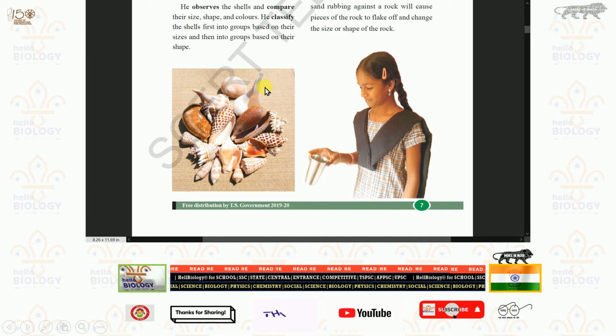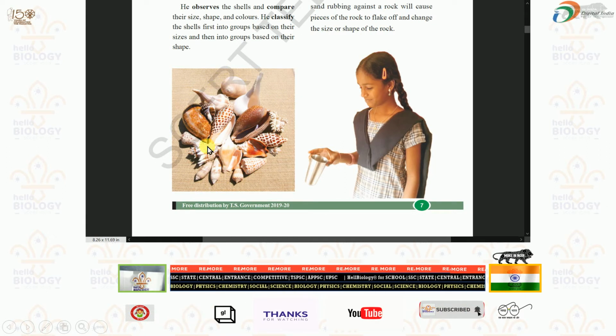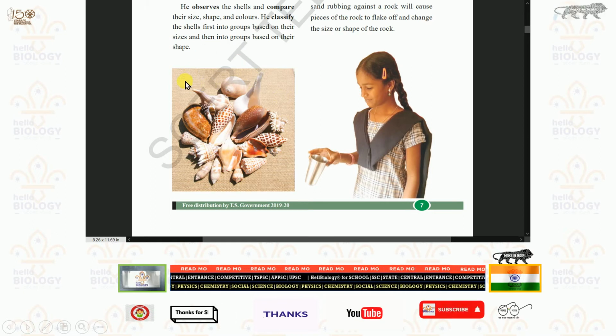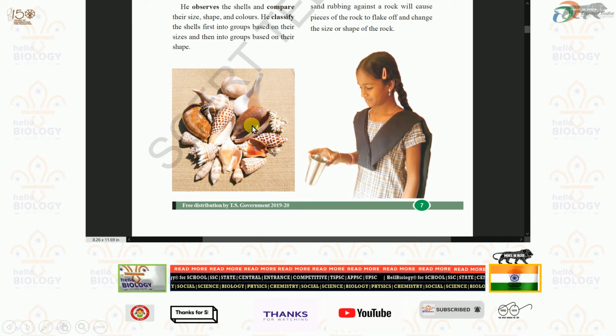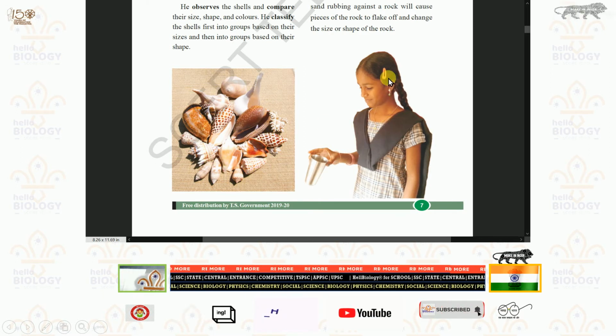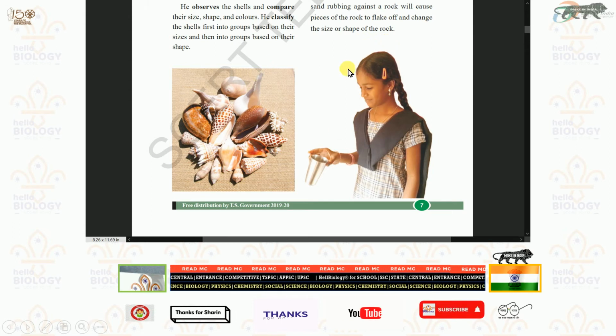If you try to collect these kinds of shells in front of your home, near any construction area or a nearby beach, then you will first observe them all. Then you will compare which is bigger, which is smaller. After that you will classify. So this is the work Charita is doing here.